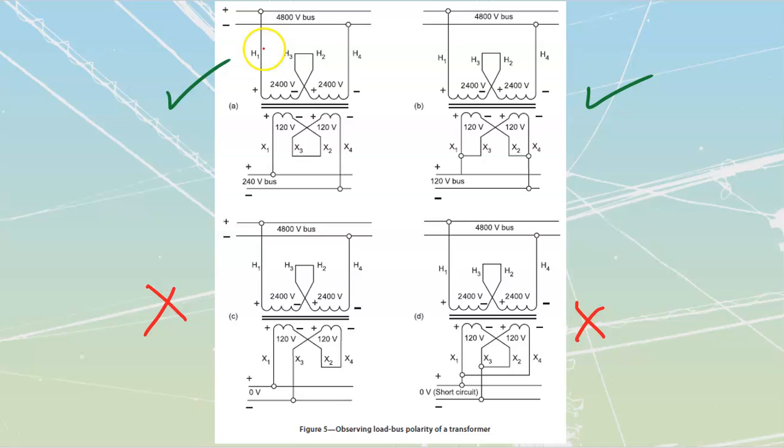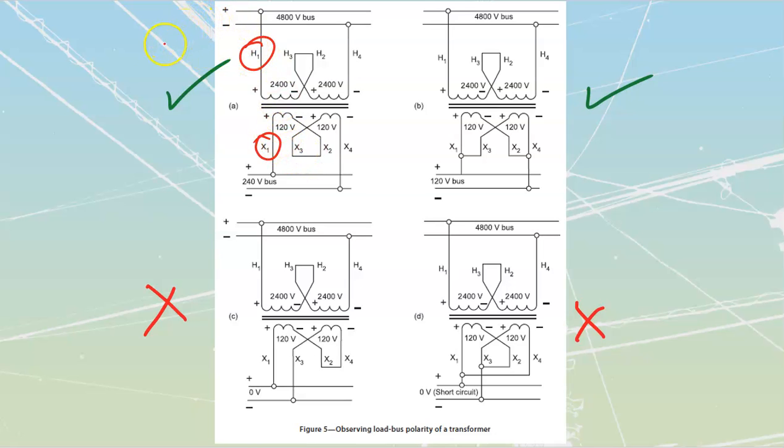Okay. What do we know about transformer polarity? We know that ultimately whatever I have on H1 is going to be the same as what I'm going to have on X1. Now, what type of transformer do I have over here? I've got a subtractive transformer, right? We see that the H1 and the X1 are directly above each other here. So I've got the subtractive transformer over here.